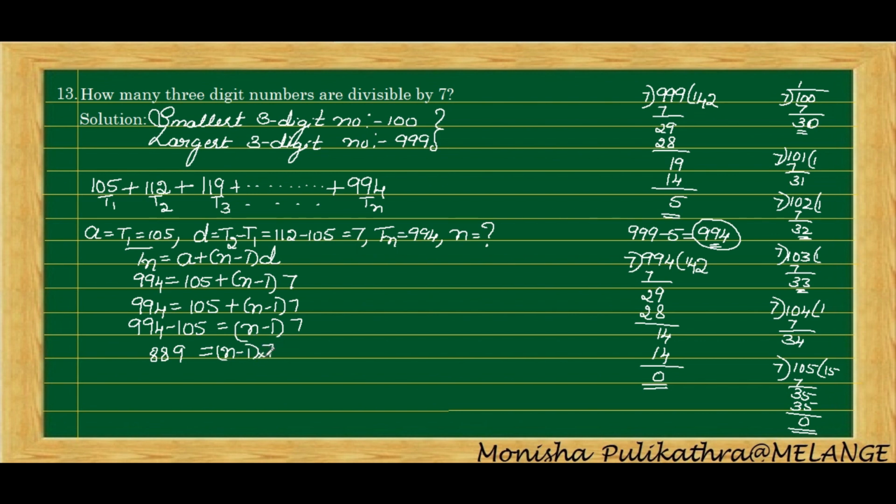Next, this is multiplication. If we shift this number to the left-hand side, it will become division. So 889 divided by 7 is equal to n minus 1. We need to divide 889 by 7.